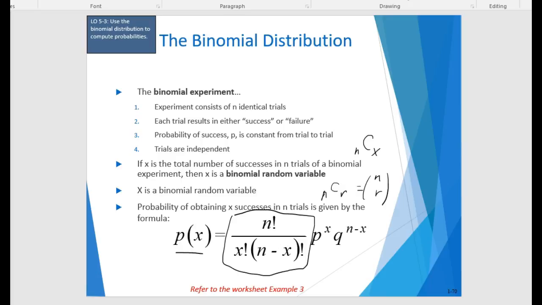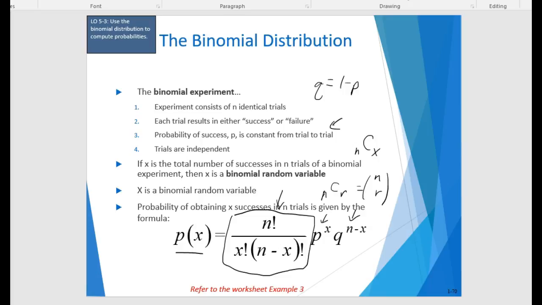This is something that we learned in our counting rules at the tail end of Chapter 4. So think of this formula in 3 parts: this counting rule combination, this probability of success, and this probability of failure. P is the probability of success, which we've defined here in number 3, and then Q is the probability of failure, which, because it's binary, is just going to be 1 minus the probability of success. So Q is equal to 1 minus P.